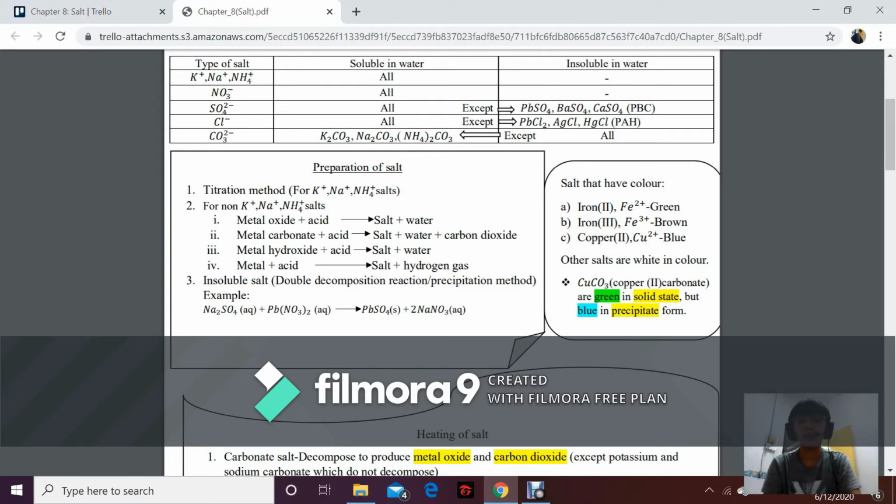And all other CO3 are insoluble, except the three ions that I said just in the beginning: K plus, Na plus, and NH4 plus. These three ions are definitely soluble in water. So you need to remember only a little: PBC, PAH, and all CO3 are insoluble in water. These are the things that you need to memorize: PBC, PAH, and CO3, except K plus, Na plus, and NH4 plus.